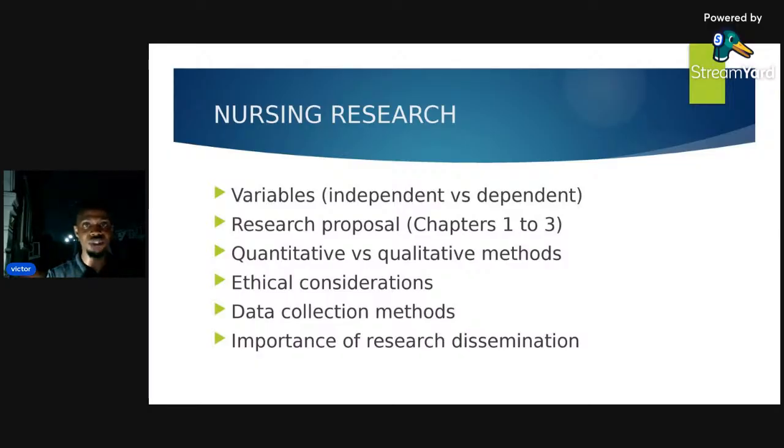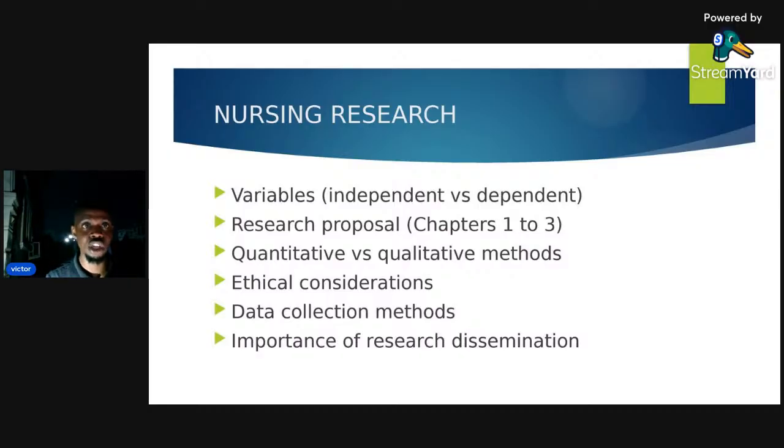Then the importance of research dissemination, you have to tell them the reason why you are carrying out the research. That is informed consent. In your research, there's a place for ethical considerations. So under it, you have informed consent. Whoever will participate in your research must make informed consent, informed decision. You do not coerce them, you do not force them. It must be willingly. They must be willing to participate. It must not be under any form of force or threat. That is the ethical consideration.